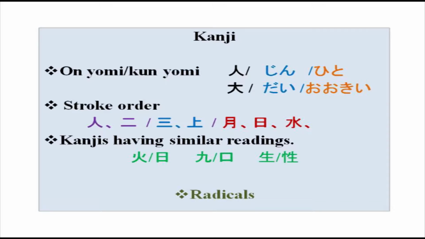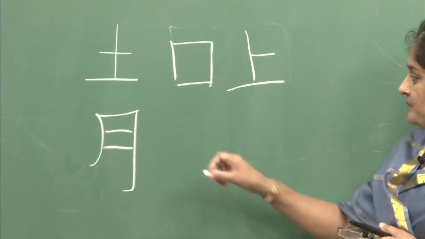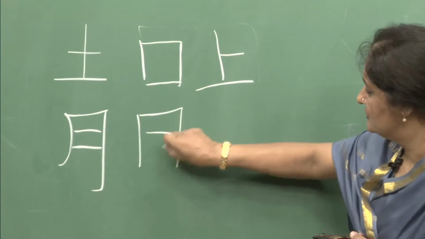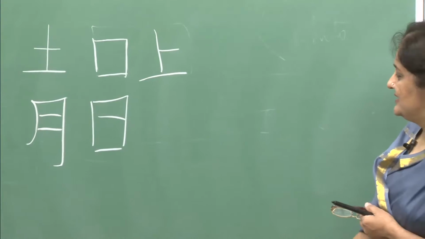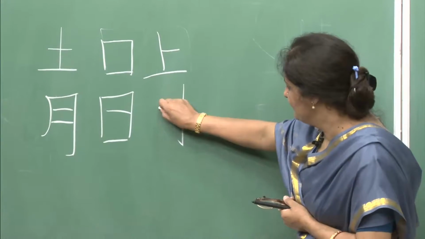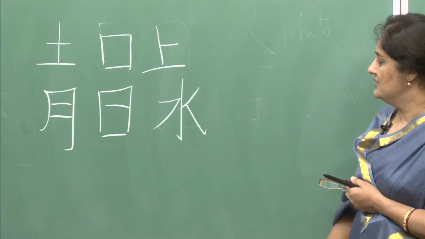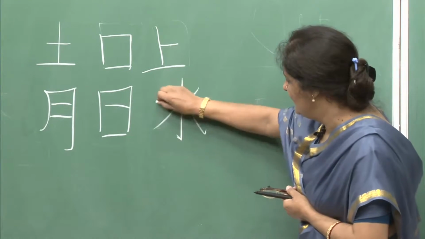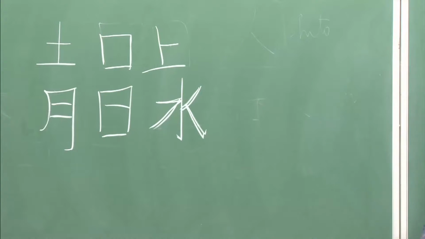You can see there are other characters as well over here. There is Tsuki, and if you count 1, 2, 3 and 4, it is a 4-stroke character. You have another character, 1, 2, 3 and 4. You all know this is Nichi. This is again a 4-stroke character. Then you have this character which is Mizu, which is a 4-stroke character. Please remember this is 1 and this is a single stroke 2, 3 and 4. So, it is a 4-stroke character. You can again group it in a single set.